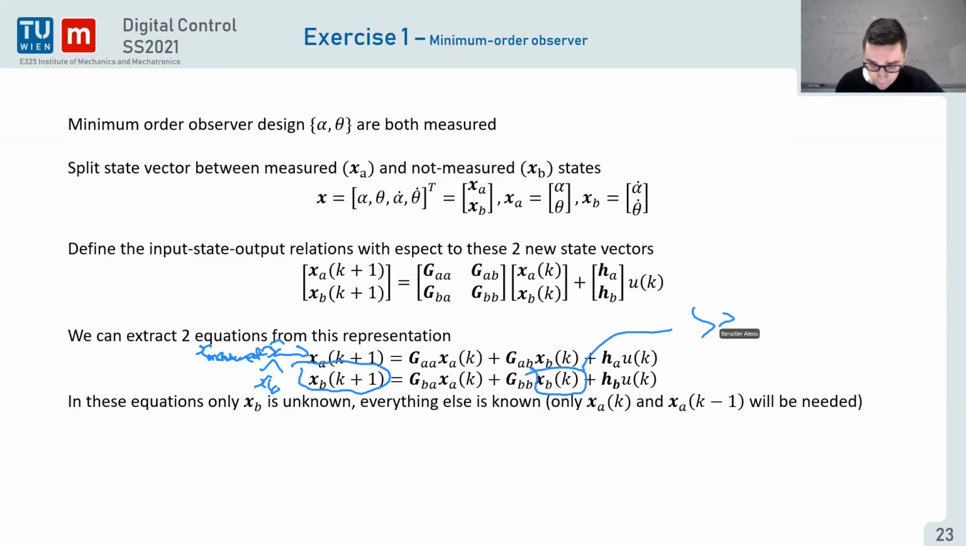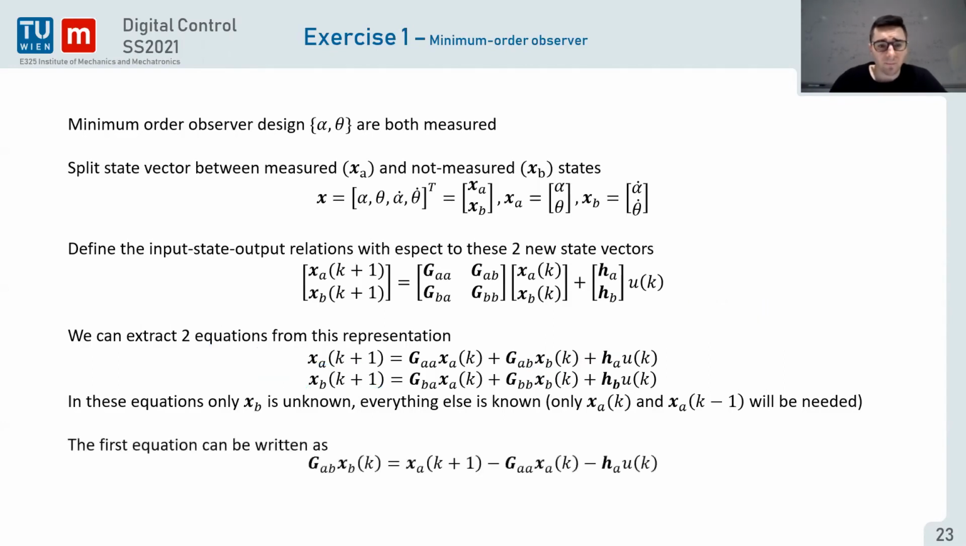If here I take xB of k to be approximately xB hat of k, using the previous observation, we can see that we can build xB of k+1, sorry, it can be estimated because everything else is known. And this is the idea of this minimum order observer.